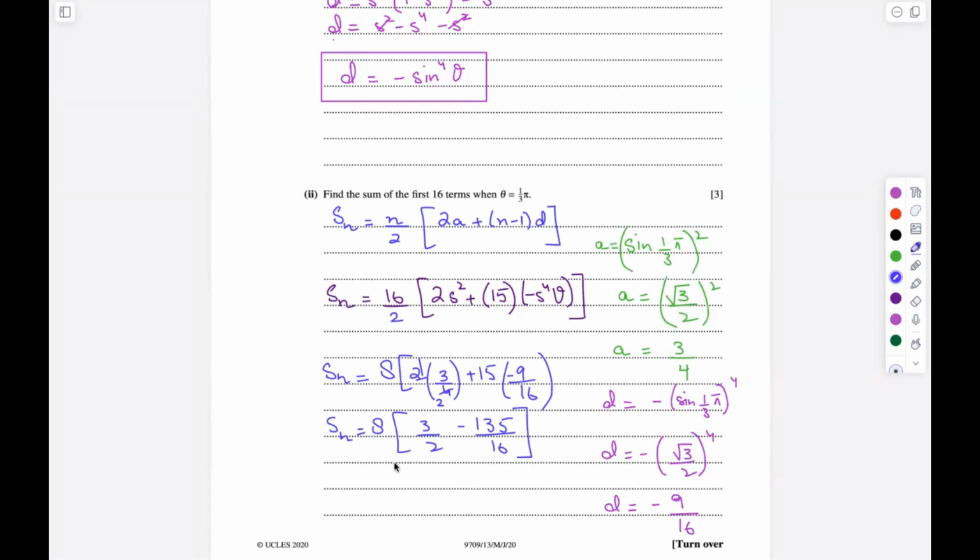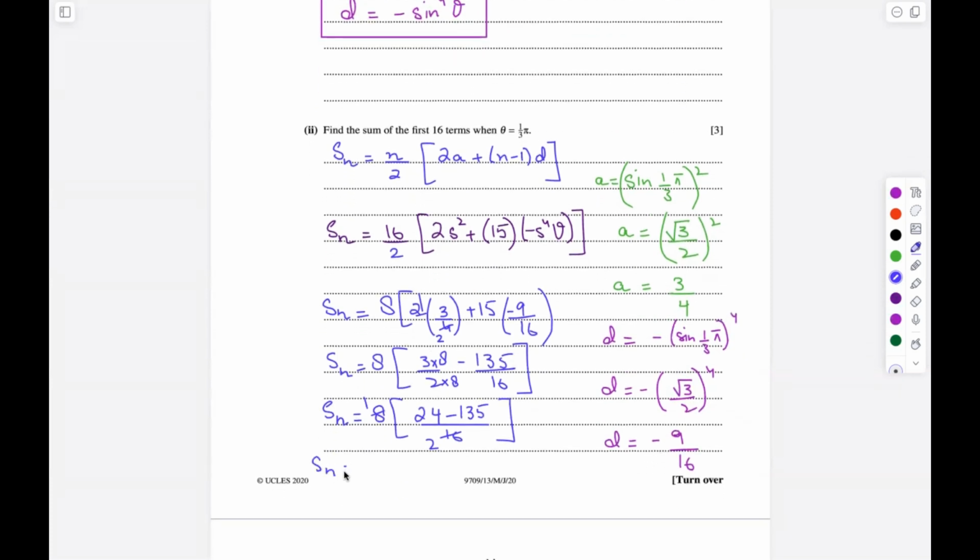Now substituting these values, the sum of n terms will be equal to 8 multiplied by, taking the LCM, which will be 16. So this will be 16, and as this will multiply by 8, this will also multiply by 8. We'll get 24 minus 135. 8 will cancel with 16. 24 minus 135 is equal to minus 111. So the sum of n terms will be minus 111 divided by 2, or in terms of a mixed fraction, we can write it as minus 55 and 1 upon 2.